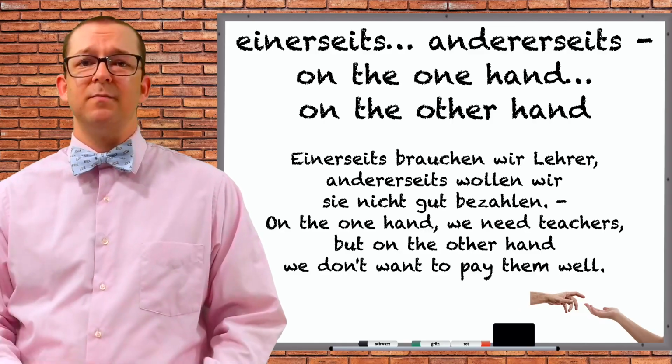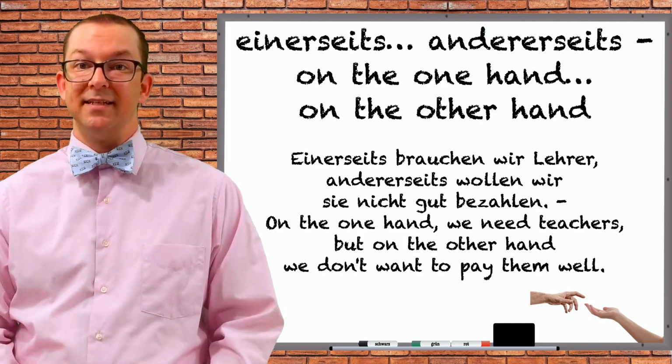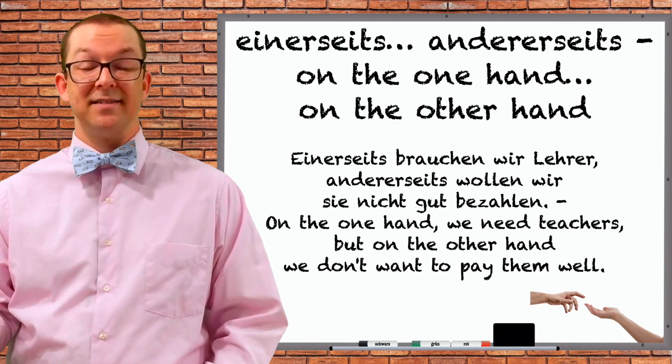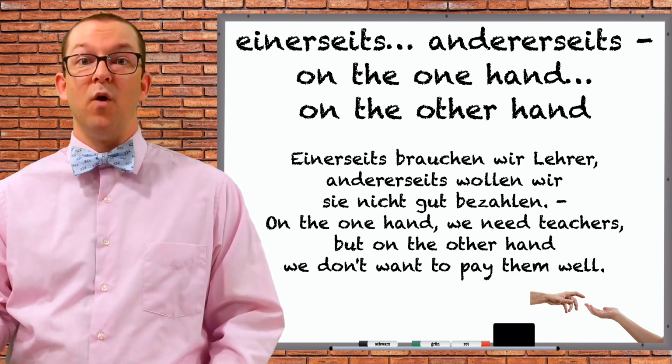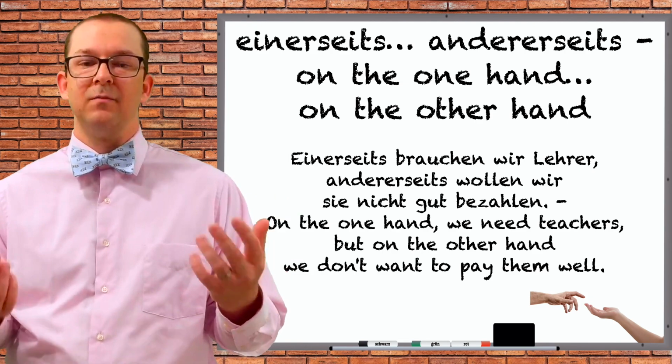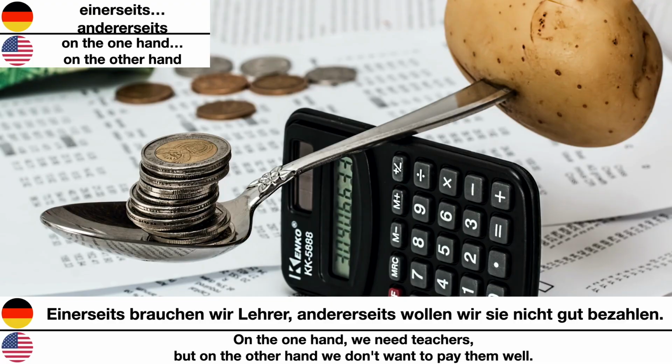There are a few ways to compare and contrast the clauses that are in a sentence. The first on my list is einerseits, andererseits. This is mostly related to the English on the one hand and on the other hand. For example, einerseits brauchen wir Lehrer, andererseits wollen wir sie nicht gut bezahlen.